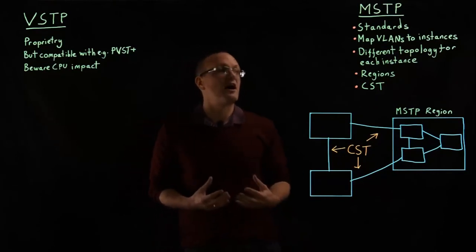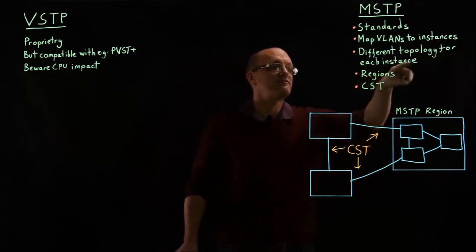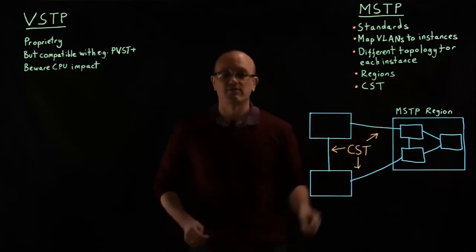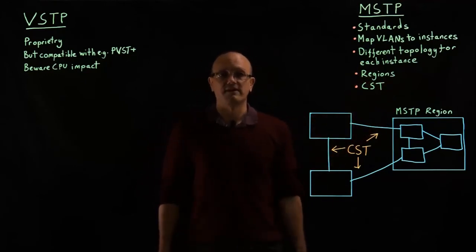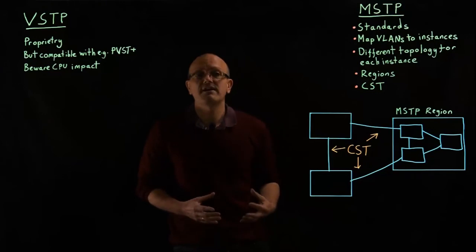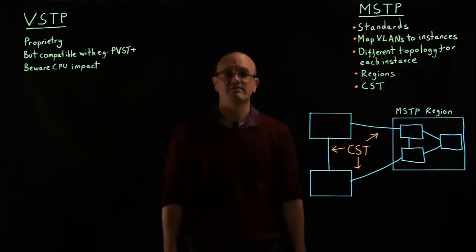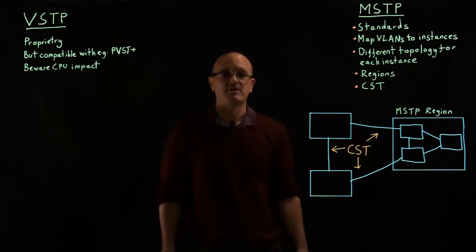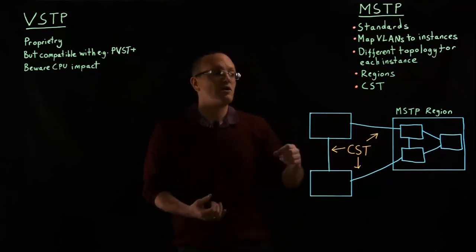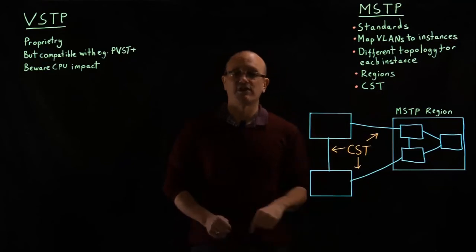And we can have a maximum of 64 instances per region within a multiple spanning tree domain. One of the big benefits of multiple spanning tree is that you can have it interoperate with standard spanning tree through a process of deploying something called common spanning tree.